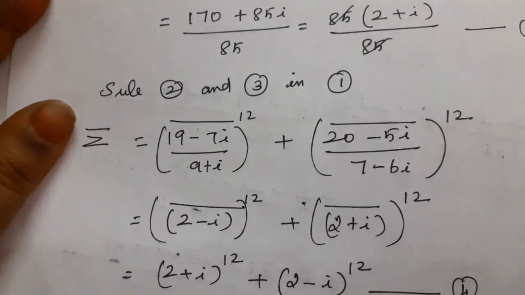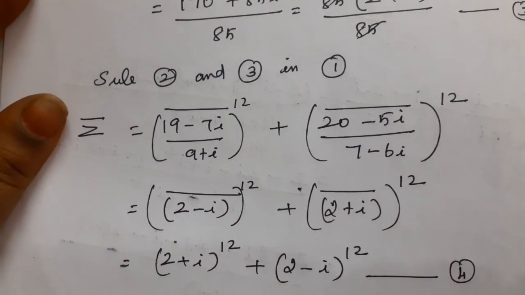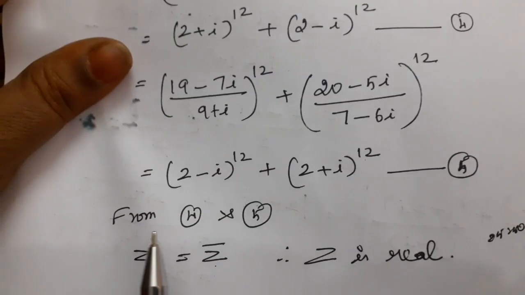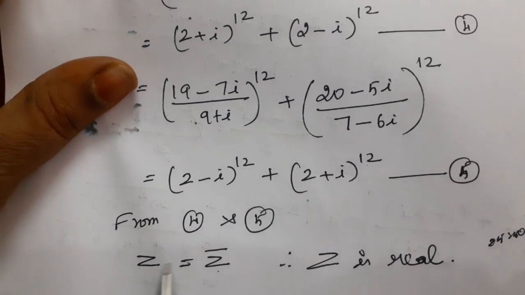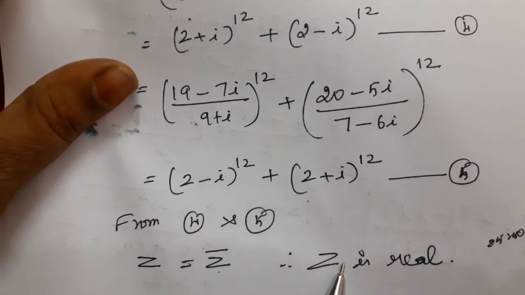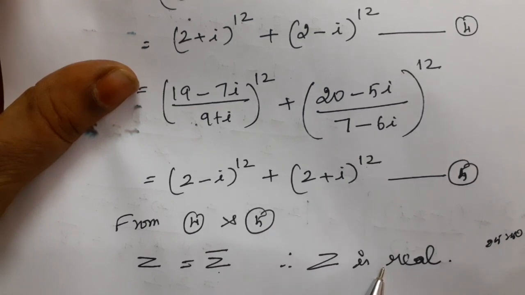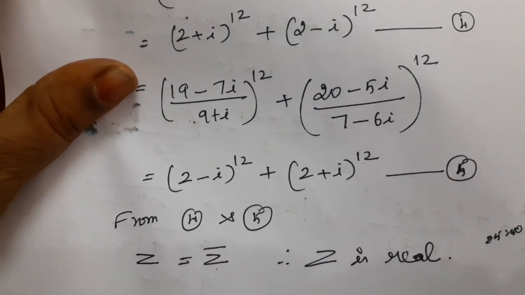Z bar equals Z. So Z equals Z bar, or Z bar equals Z, means what? Nothing but, after the simplification, z equals z bar. Z equals z bar means z is real. Z equals minus z bar means z is purely imaginary. These are very important sums.